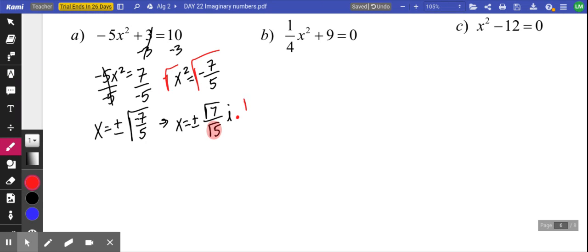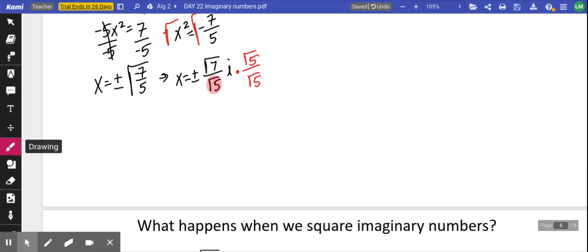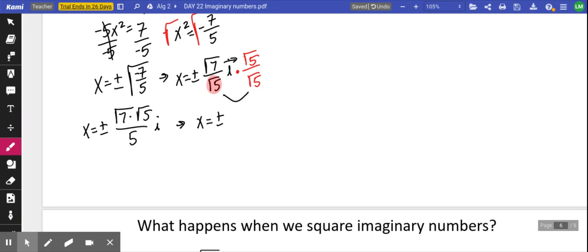So we're going to multiply by the square root of 5 over the square root of 5. If I do that, let's go down here. I get x equals plus or minus this. I'm just multiplying right across the top here. The square root of 7 times the square root of 5. On the bottom, we should know square root of 5 times square root of 5 is the square root of 5 squared, which is just 5. Don't forget that i. And again, on top, we can just combine these into the same radical, 7 times 5 is 35, over 5i.